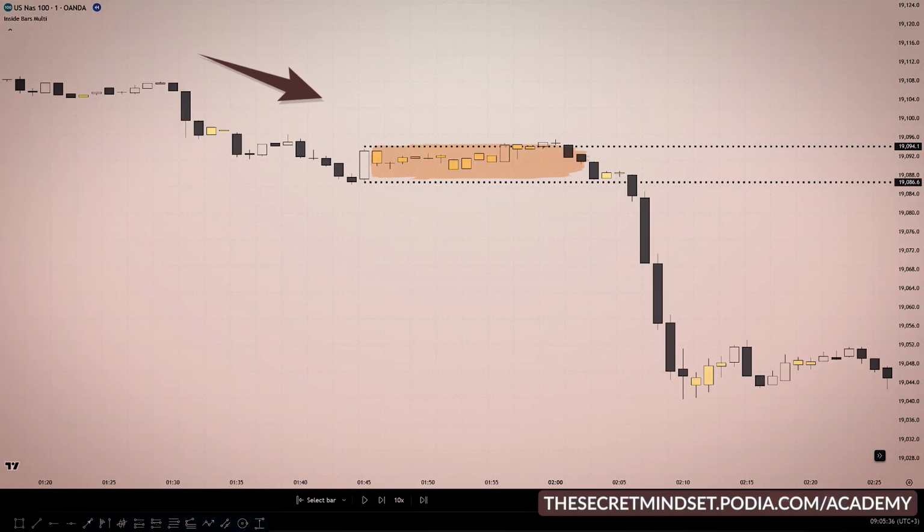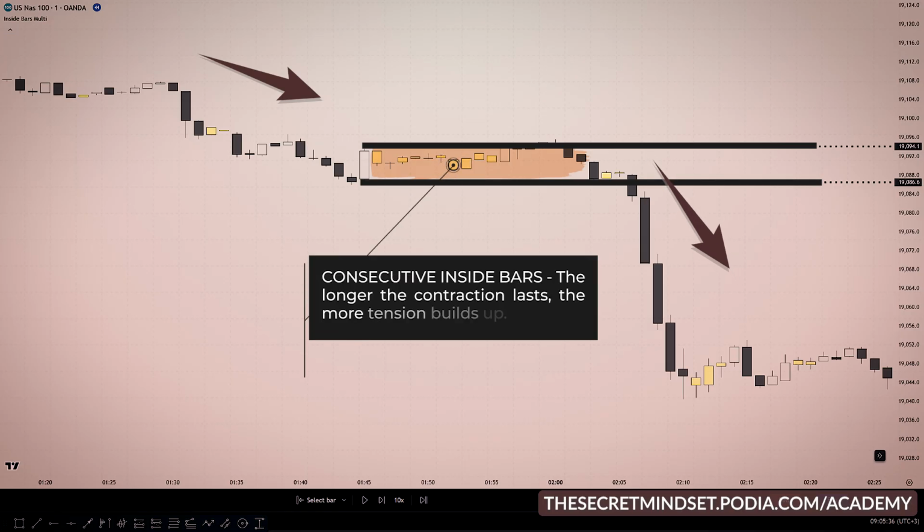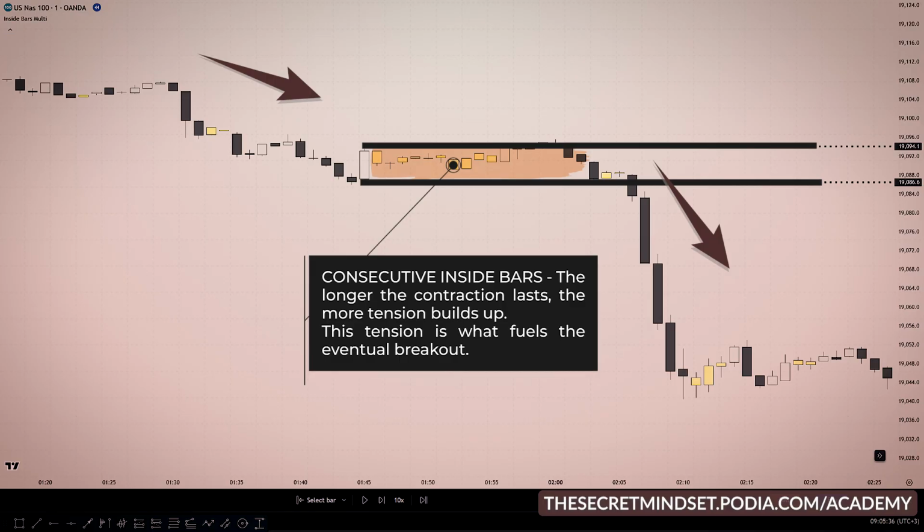This is not random. Smart money is using this time to continue building their position without alerting other traders. The longer the contraction lasts, the more tension builds up. This tension is what fuels the eventual breakout. That's why I want at least 8 inside bars, preferably over 10.